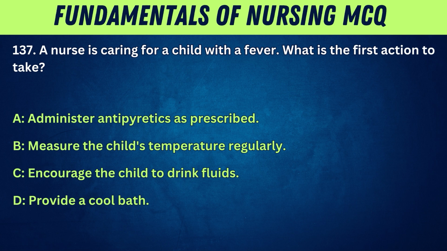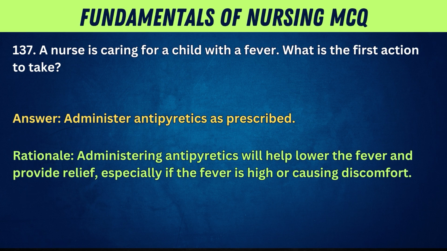A. Administer antipyretics as prescribed. B. Measure the child's temperature regularly. C. Encourage the child to drink fluids. D. Provide a cool bath. Answer: Administer antipyretics as prescribed. Rationale: Administering antipyretics will help lower the fever and provide relief, especially if the fever is high or causing discomfort.